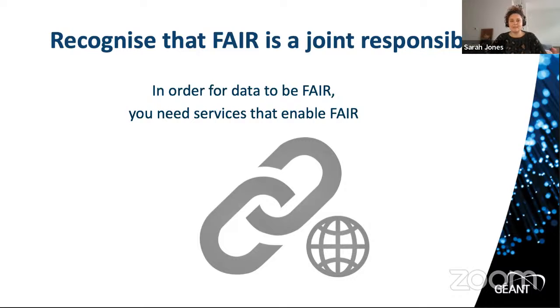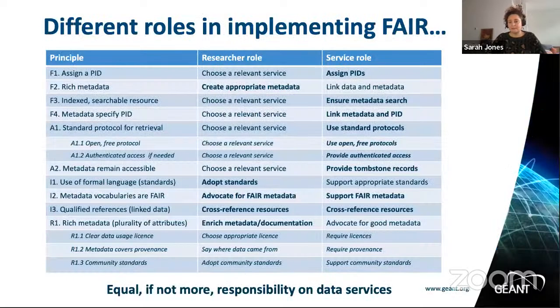And if we look at the 15 principles, I've tried to put in bold here the different roles in implementing FAIR, and many more really fall on the support services, because it's making sure the infrastructure enables the data to be found and harvested and reused. And really the key roles for research communities are about that interoperability and reuse, so adopting the standards and cross-referencing the different resources.